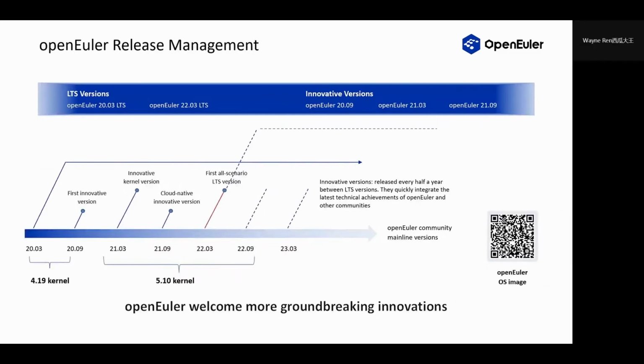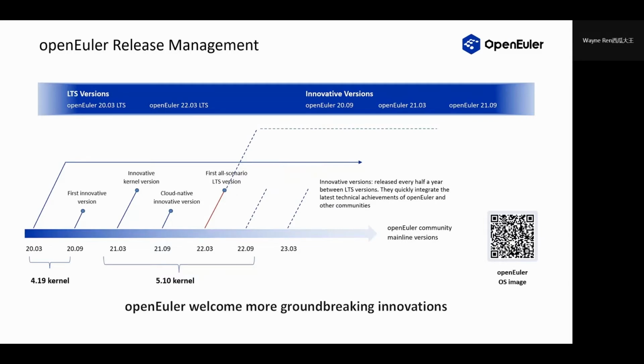In openEuler, there are 2 official releases per year, one at the end of March called 03, and one at the end of September called 09. There are 2 types of release versions: innovative versions and LTS versions. As the name shows, innovative versions quickly integrate the latest technical achievements of openEuler and other communities. LTS versions put more focus on stability and quality. Every 2 years there will be an LTS version, just like Zephyr does.